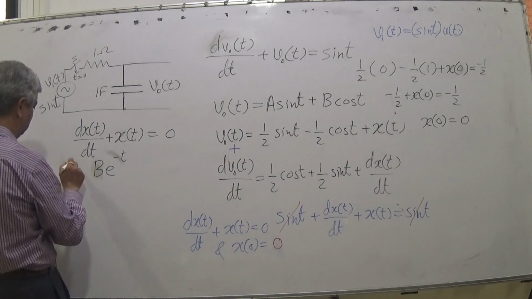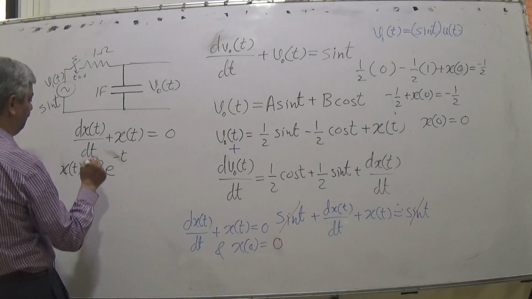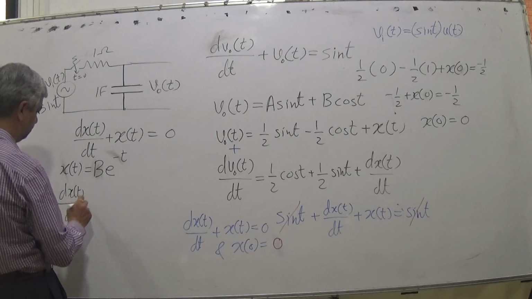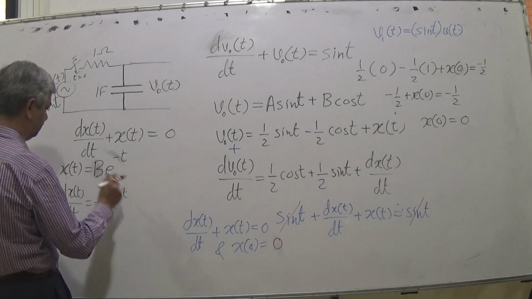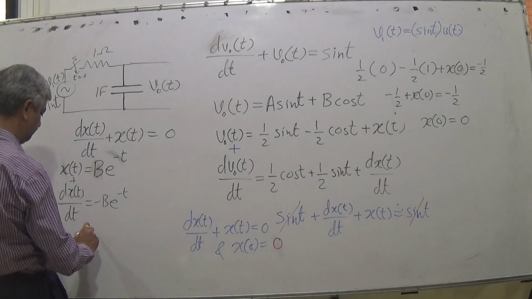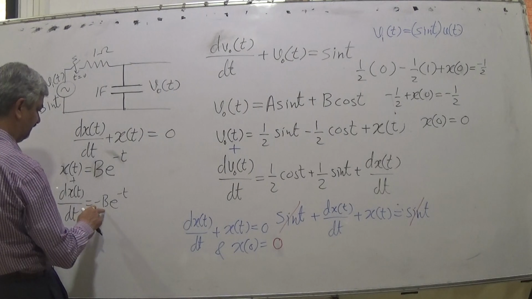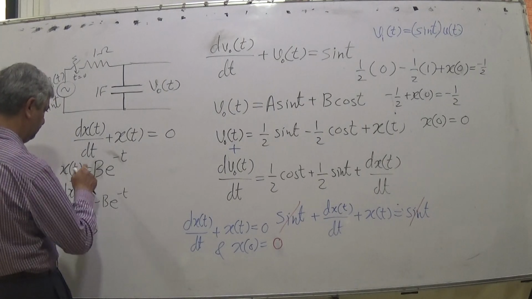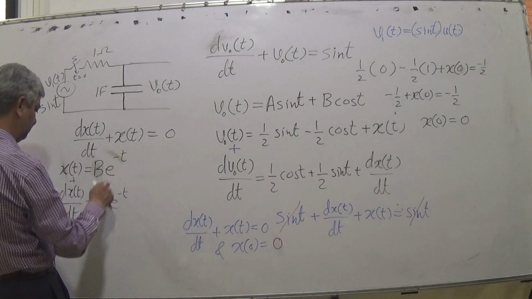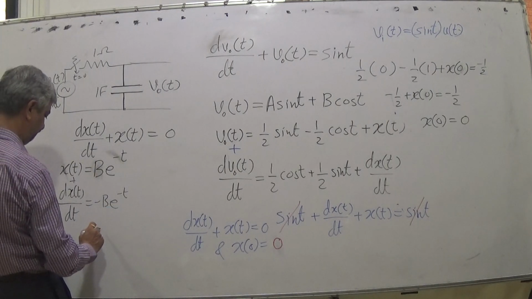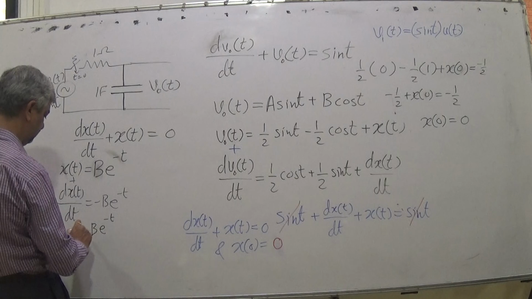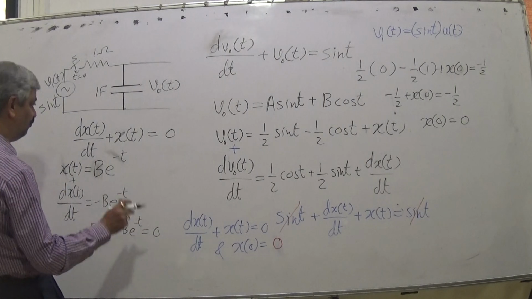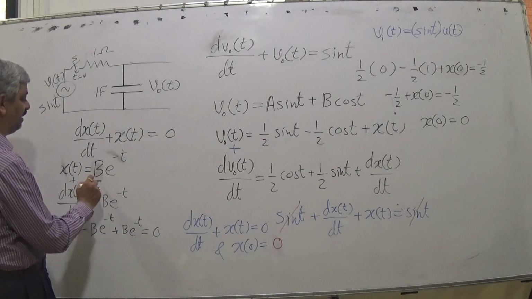So x(t) is of the type B e raised to minus t, where dx(t)/dt is minus B e raised to minus t. So this plus this is B e raised to minus t minus B e raised to minus t, which is equal to 0. That is proved. Only thing is, what is the value of B? How to find out the value of B?